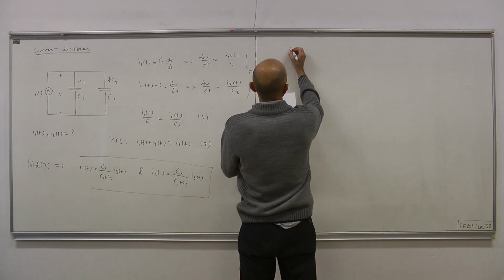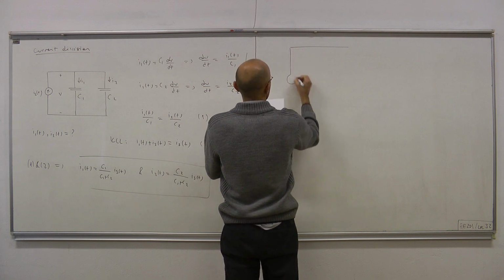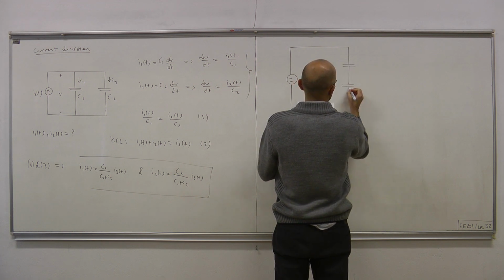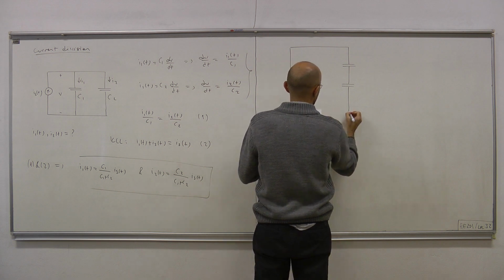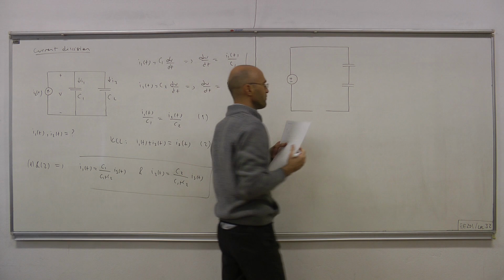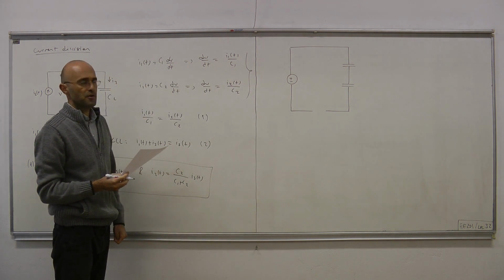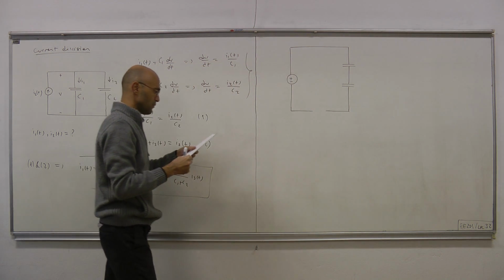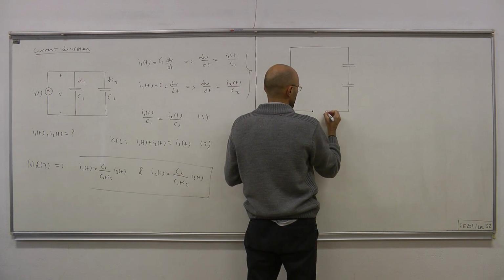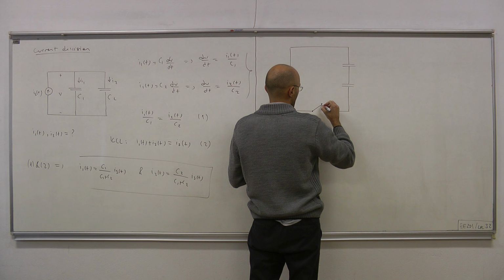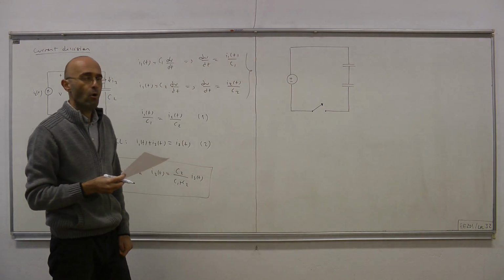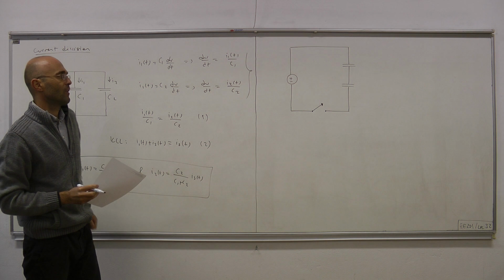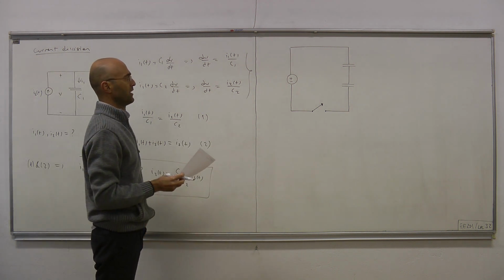Okay, now here is the circuit that we will analyze. We have two capacitors in series and it's connected to a voltage source as follows. And then we have a switch here that's initially open. Open means that the capacitors and the voltage source are disconnected, or they are uncoupled.